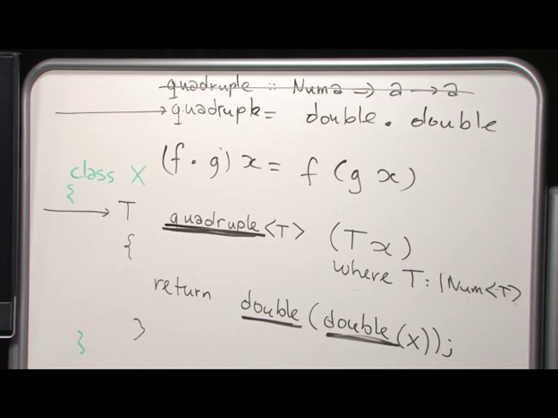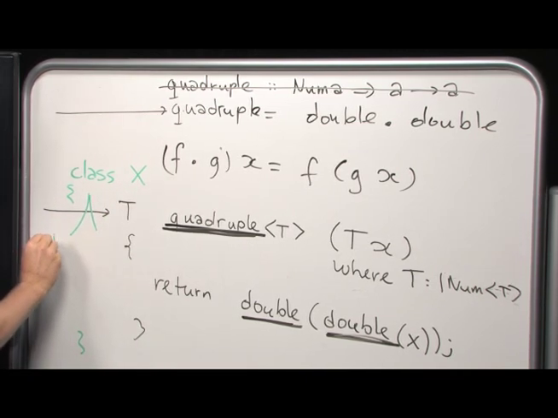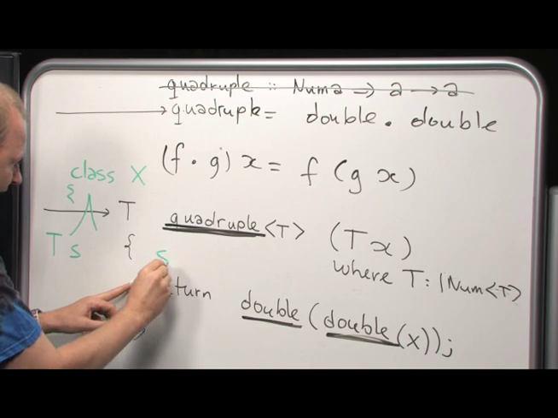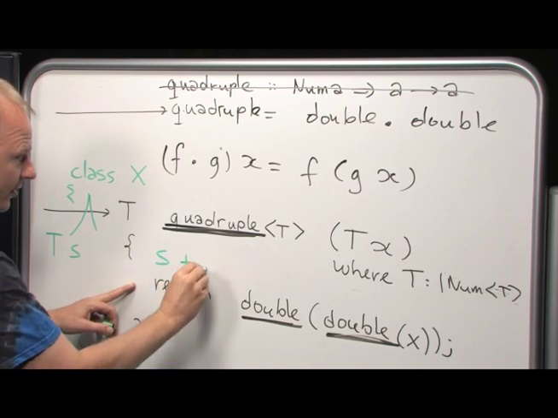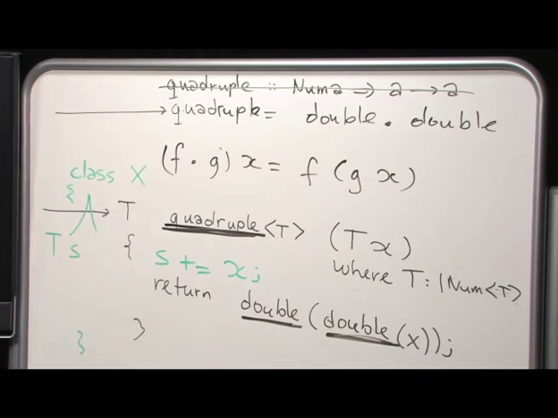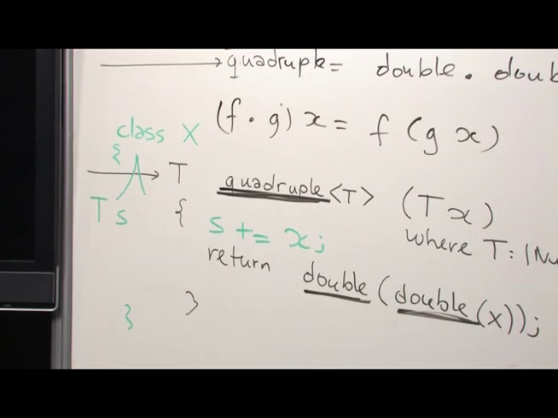But inside that class, I can have some state. So I can have here, you know, TS. And then in here, I can now say S plus equals X. Right? Inside that method, I can just side effect the state of my object. Now, that's the big difference.